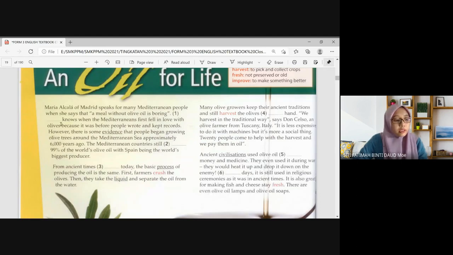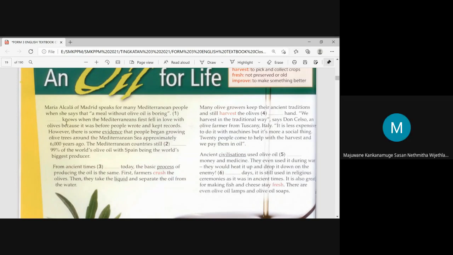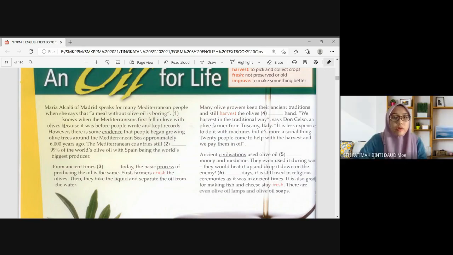So, anyone knows, everyone knows, no one knows, or someone knows? Which one? No one knows. Yes, good. No one knows. Okay, because here, people wrote and kept records. Maksudnya time tu tak ada orang lagi yang tulis sejarah. No one is writing the history. So, no one knows. Okay.